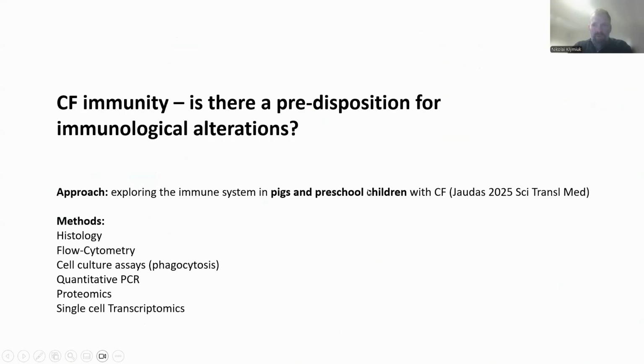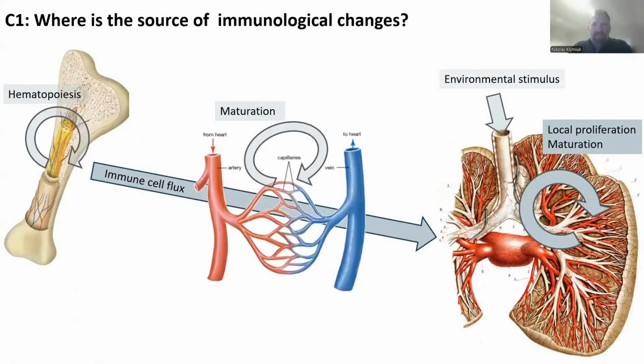But today, I want to focus on the immune system, or rather a relevant question: is there a predisposition for immunological alterations? Mostly this is summarizing a publication that came out in early 2025, investigating pigs and preschool children as well with complementary methodologies. We were facing quite complex challenges when we started, because evidently local proliferation and maturation of immune cells in the periphery may be influenced by environmental stimuli, but also by alterations in hematopoiesis and different maturation processes in the circulation.